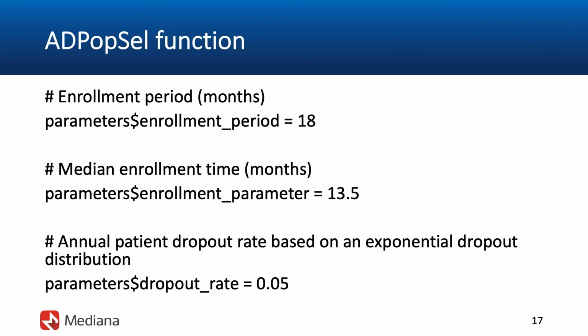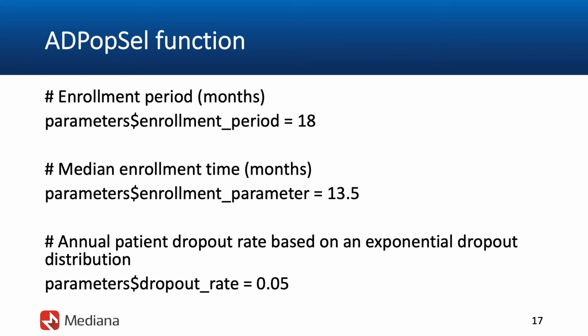The next set of parameters describe the patient enrollment and dropout processes. The enrollment period here is expected to be 18 months long, and the median enrollment time, which is the milestone by which 50% of the patients will be enrolled in the study, is expected to be 13.5 months, which, as I've explained before, means that it will take about 13.5 months to enroll the first half of the patients, and the remaining 50% of the patients will be enrolled between the 13.5-month milestone and the end of the patient enrollment period.